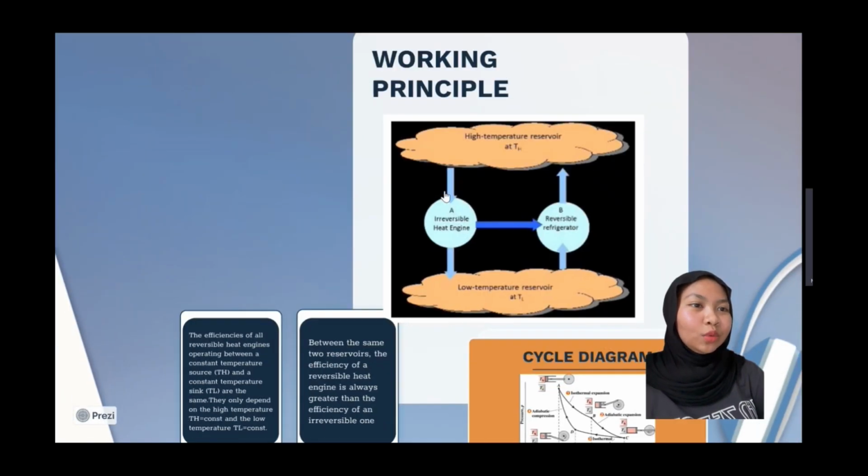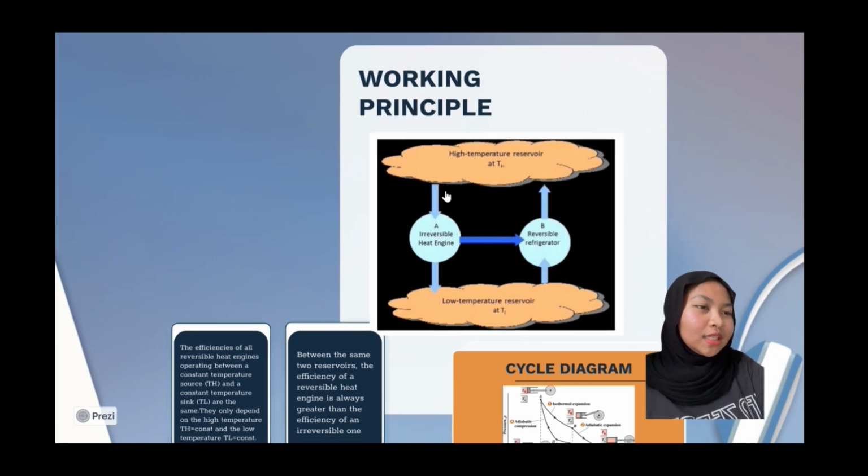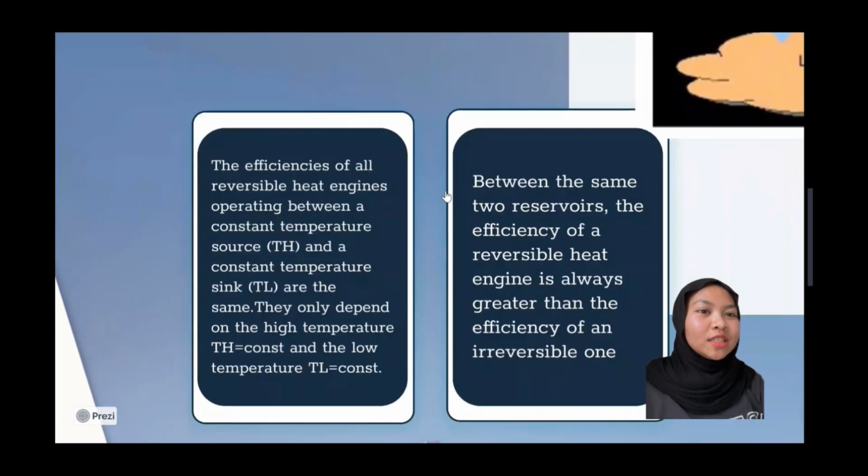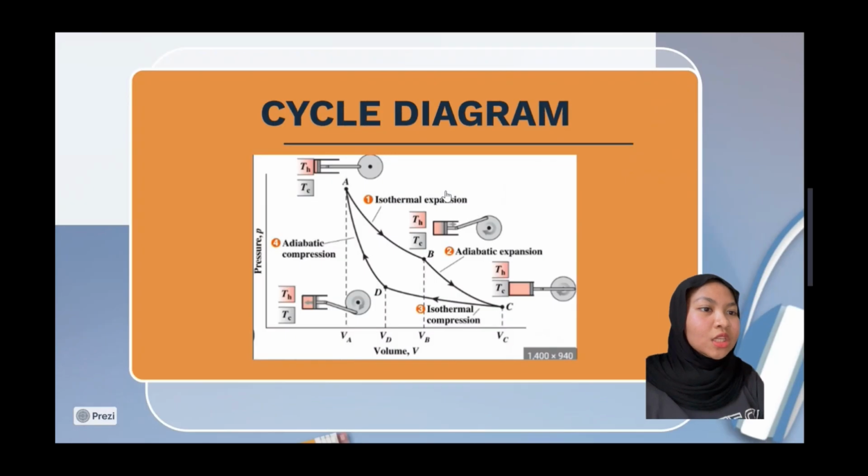Next is the working principle. As we can see, the efficiency of a reversible heat engine operates between constant temperatures. Between the same two reservoirs, the efficiency of a heat engine is always greater than the efficiency of the irreversible one. So this is the cycle diagram. As we can see, these are the 4 basic components in here.